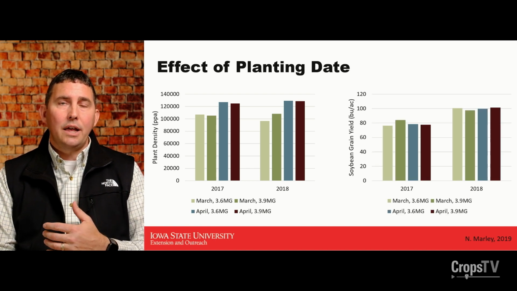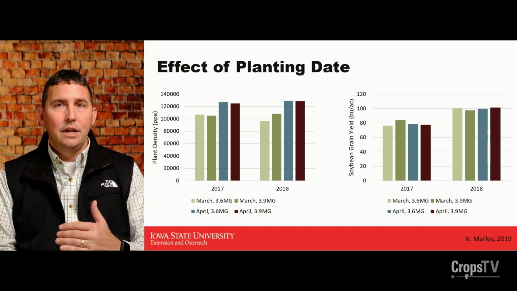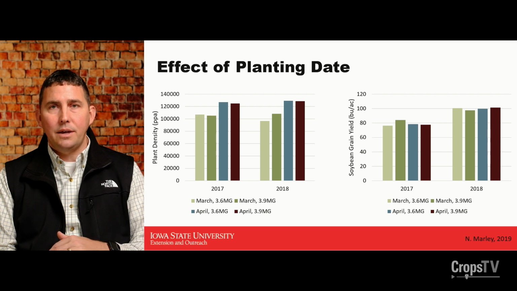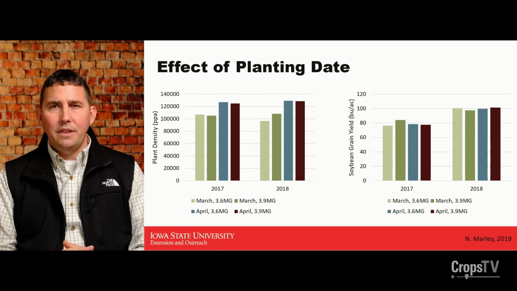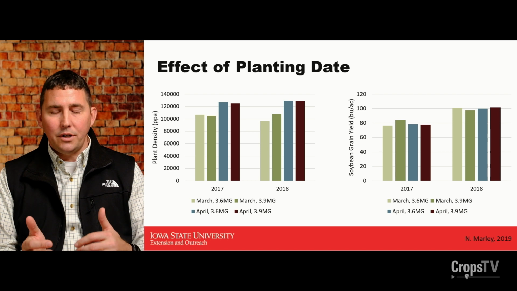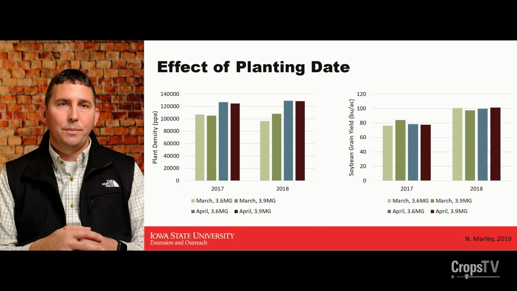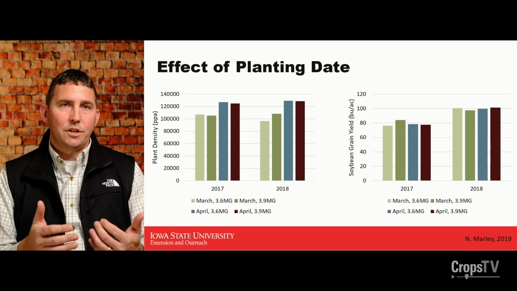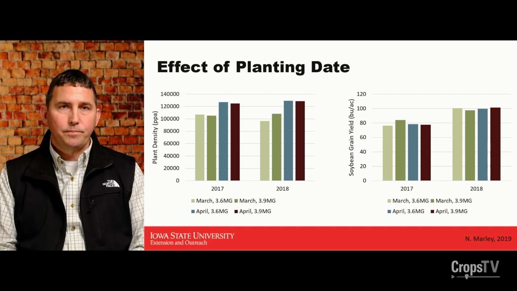And so when we look at the yield potential from this early planting versus the later planting, there's really no statistical difference in 2017 or 18. So while numerically the 3.9 maturity group in mid-March looks a little bit higher, statistically it was no different. So we can plant a little bit too early, and one of the things that is going to penalize us there is we're going to have a lower emergence rate, and potentially a little bit higher seedling disease.